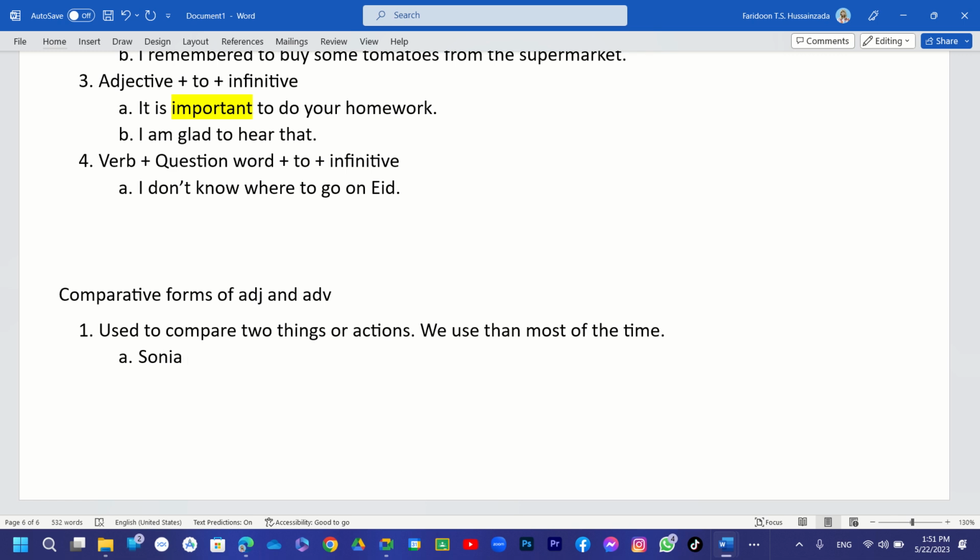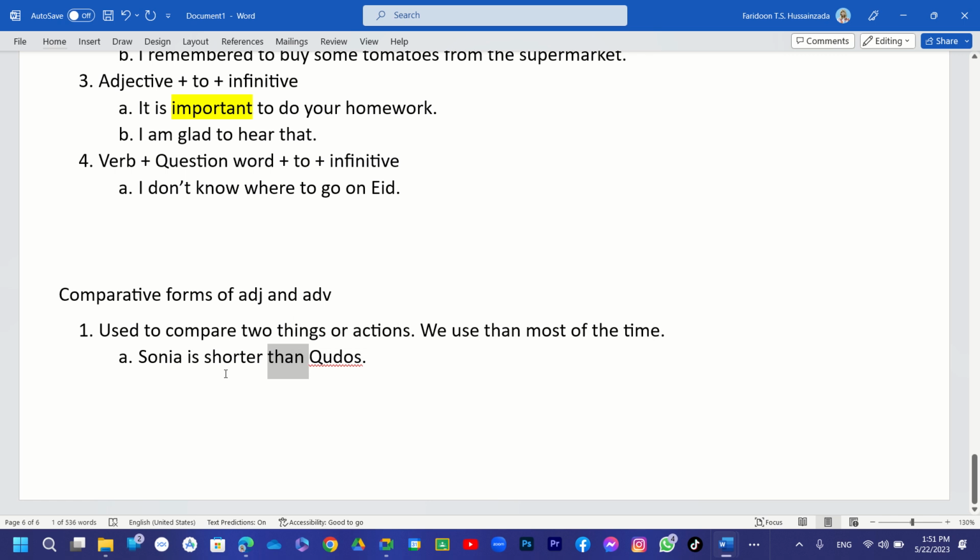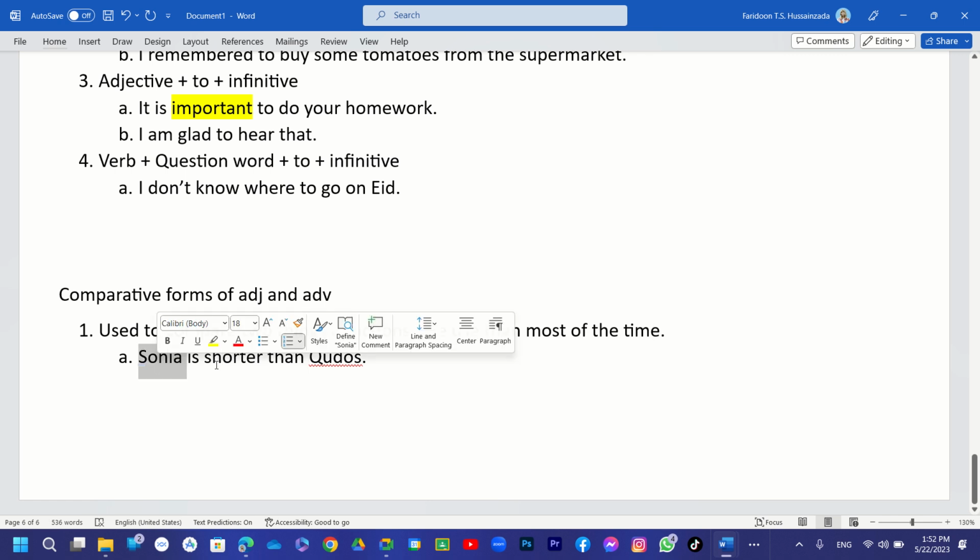Sonia, let's say, is shorter than who? Do we have anyone else, guys, here? I don't really remember everyone. Let's try Qudus. Sonia is shorter than Qudus. So this is a very, very simple sentence. You have the adjective, and then you have than as well, and then you're comparing two things, but two people here is better, yeah? So two people here, let's say.